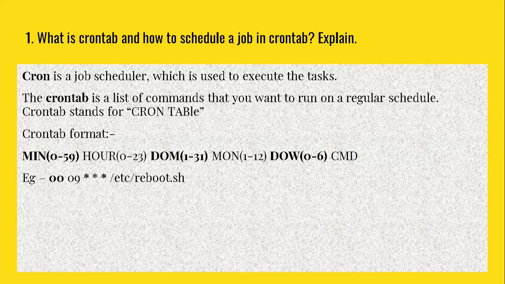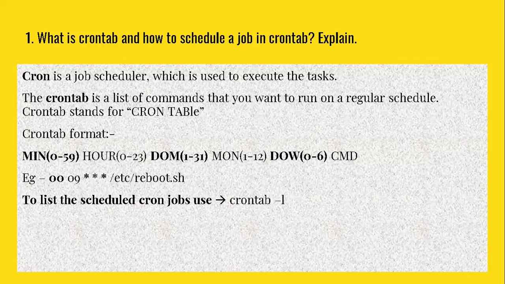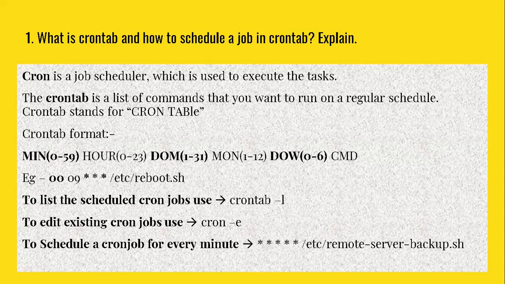Day of week is 0 to 6, where 0 means Sunday and 6 means Saturday. If we have to check whether any cron jobs are present in the Unix system, we can use crontab -l. If we have to edit existing cron jobs, we can use crontab -e. To schedule a cron job for every minute, we run star star star star star, and then after that the script path. So let me go on to the server side.